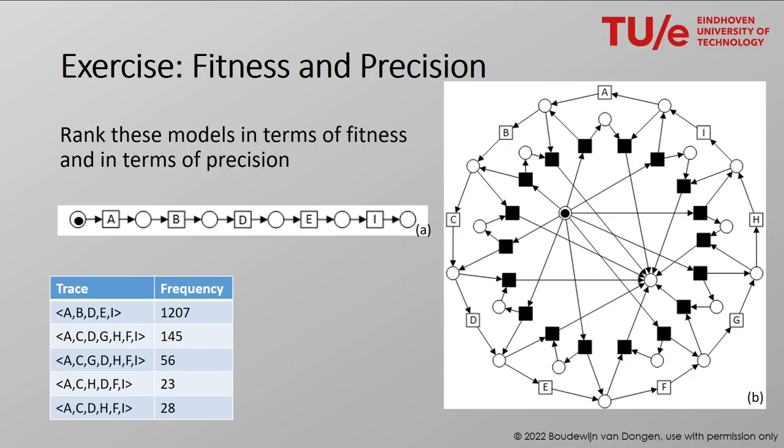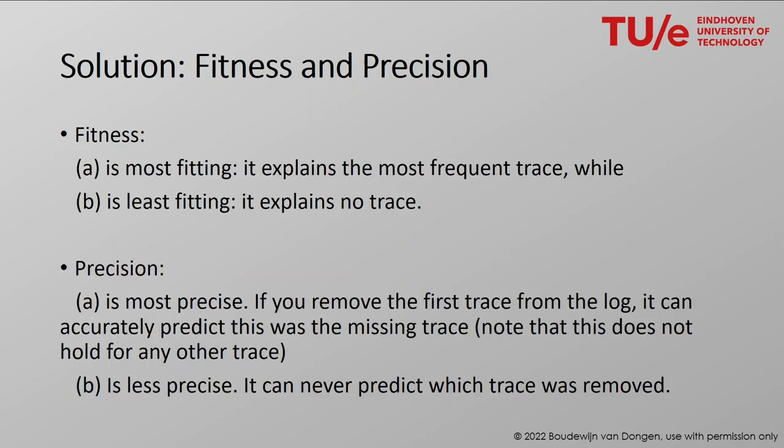If I remove this trace from the event log, the first one, then it can actually predict that is the trace you removed from the data. If I remove the second trace from the event log, it will predict that you did not remove anything. And so does for the second, for the third, fourth, and the fifth trace. So there the prediction fails. But at least for the first trace, it's right in 1,207 cases. That model, no matter what I remove from the event log, it will not be able to predict what I removed because it doesn't present or represent anything of the log. So that's how I would argue, more precise and less precise.